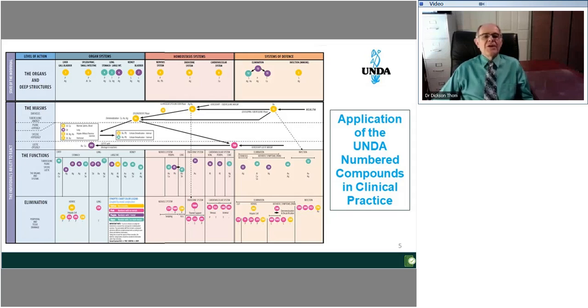So for example, if you're going to treat somebody with anxiety, there's the nervous system, which is listed under the homeostasis. So we see UNDA number 9. Then you would look down into the function rows for the nervous system, and we see there are several remedies listed there, 41, 42, 47. And then we look down to the elimination of 219, 1001, et cetera.